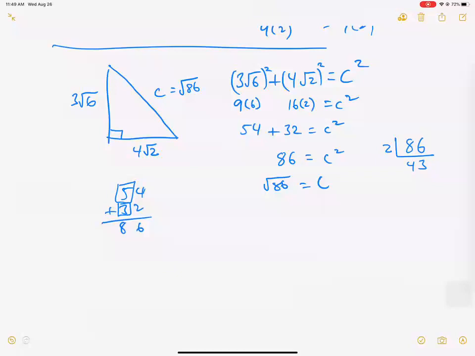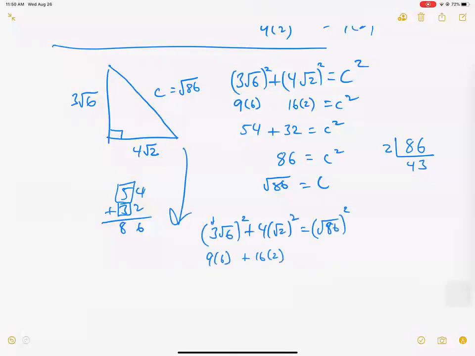Okay, let's just verify this was the right answer. So we're going to check this answer using our Pythagorean theorem. 3 square root of 6 squared plus 4 square root of 2 squared is equal to square root of 86 squared. Okay. So when we square a number and a square root, that's 9 times 6. And this is 16 times 2. And this, the cool part, remember a square and a square root just cancel out. That's just 86.